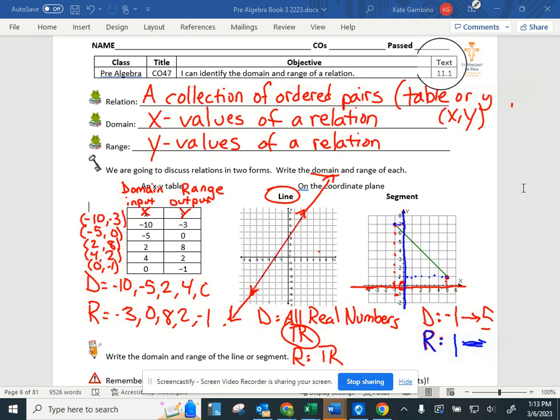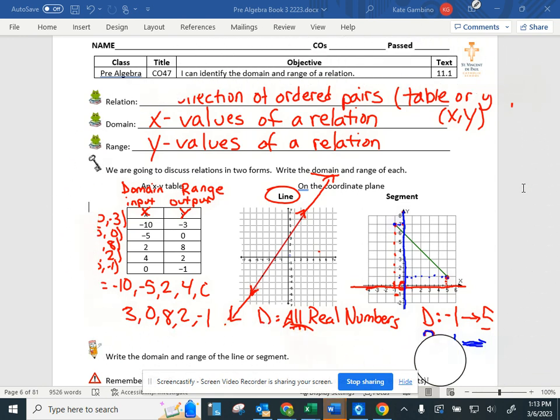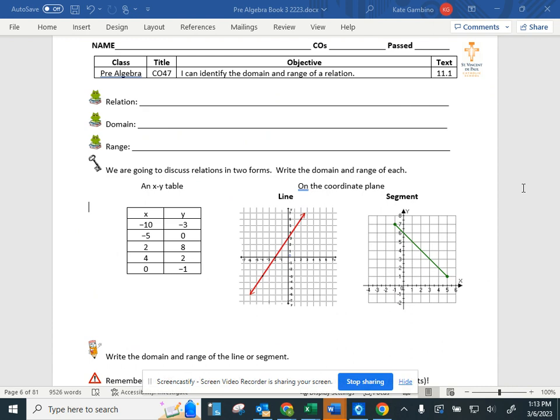So I'm going to scroll up so we can see. We're getting towards the bottom of my board here. It's kind of hard for people.